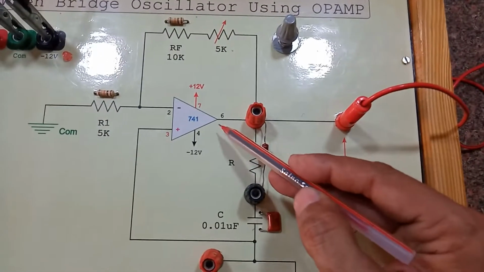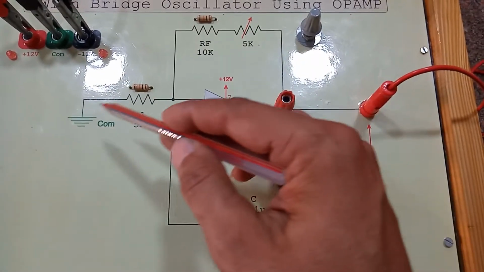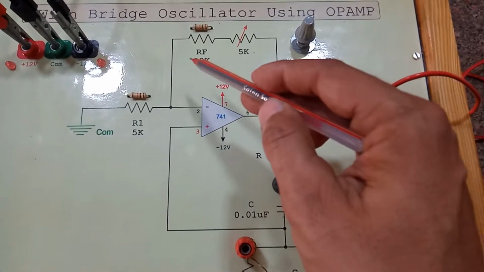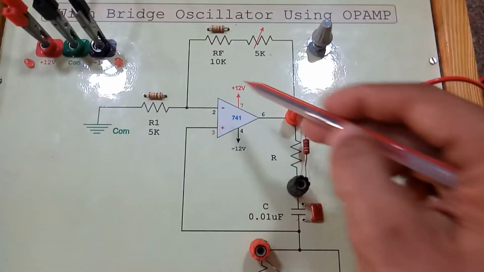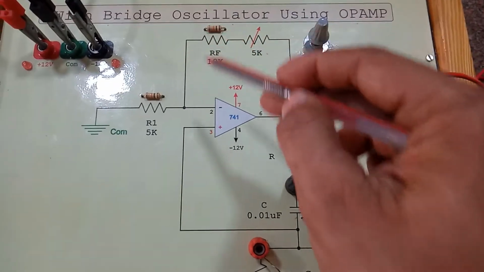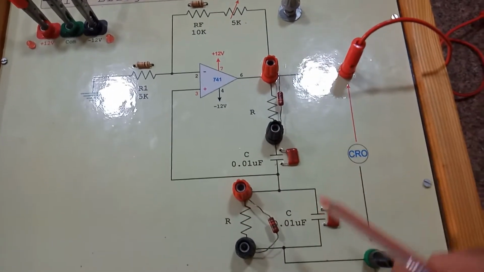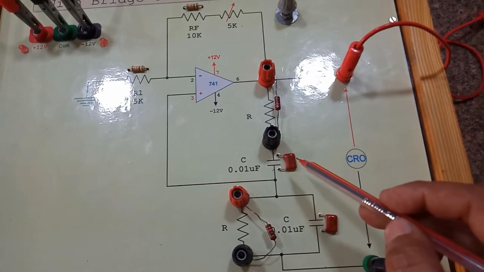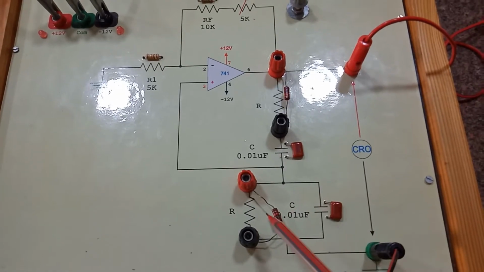We have used operational amplifier 741 IC, where the second terminal is grounded. This is the RF resistance, that is the feedback resistance of the operational amplifier, and we have used two RC circuits, that is one R and C connected in series and another R and C connected in parallel.